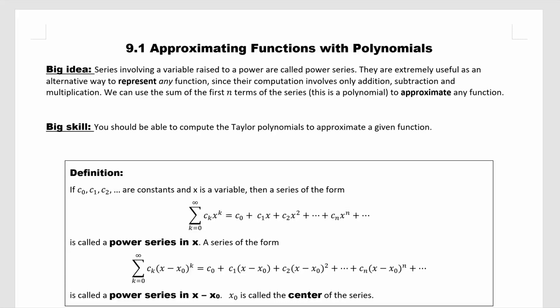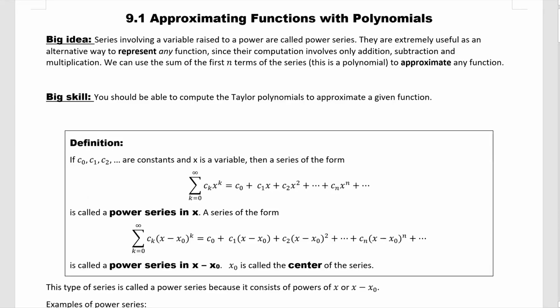We can use the sum of the first n terms of this series. So this is a polynomial, okay? The first n terms of a series is a polynomial. We can use this polynomial to approximate any function. Big skills. You should be able to compute the Taylor polynomials to approximate a given function.